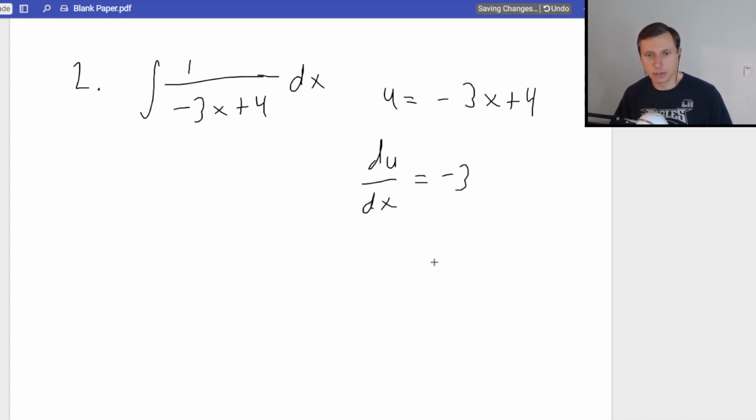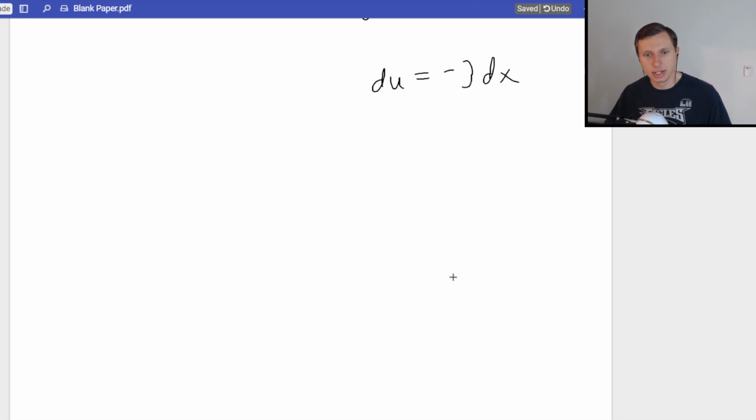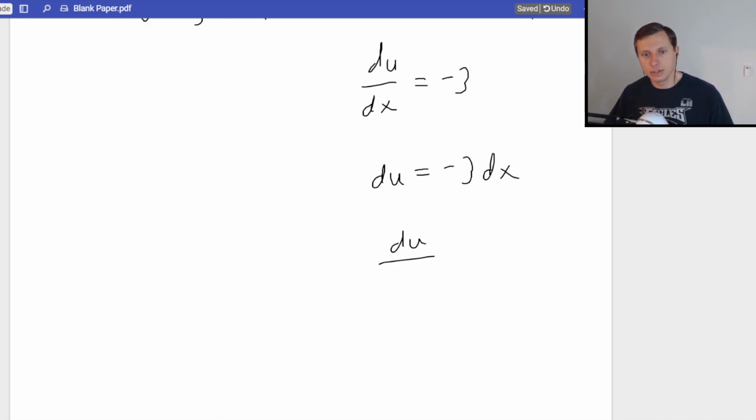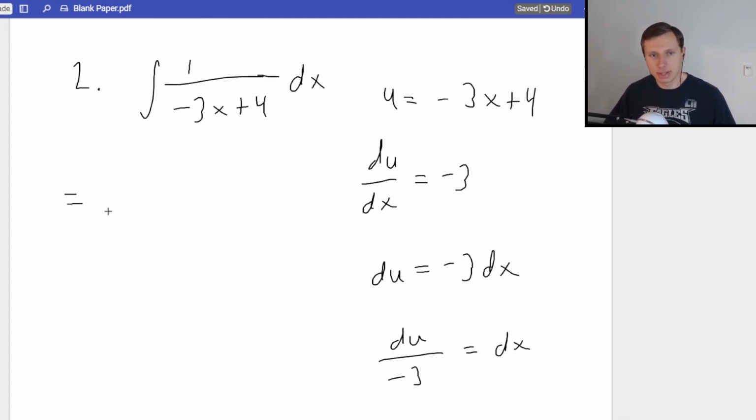And then again, I need to solve for dx. So du is equal to -3 dx. Divide both sides by -3. So we get du divided by -3 equals dx. Great. And now I'm going to plug in for everything here. I have the integral of 1 divided by, the denominator is just getting replaced with u. And then dx is getting replaced with du over -3.